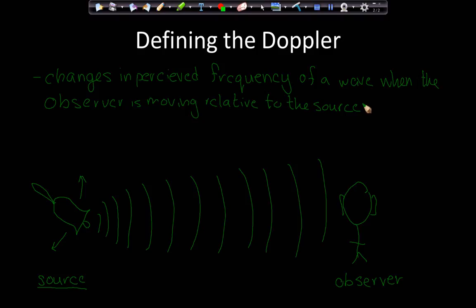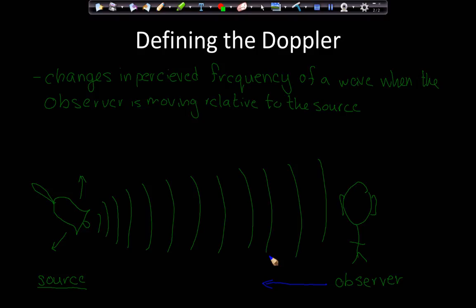So, if we go back to our example of the man with the dinner bell, our dinner bell is the source, and our man is the observer. And the Doppler effect explains how the frequency of this mechanical wave that's being transmitted through the air changes when the man runs towards the dinner bell. So the difference in the sound that the observer, our man with the big ears, is hearing when he's moving relative to when he's standing still is explained by the Doppler effect.